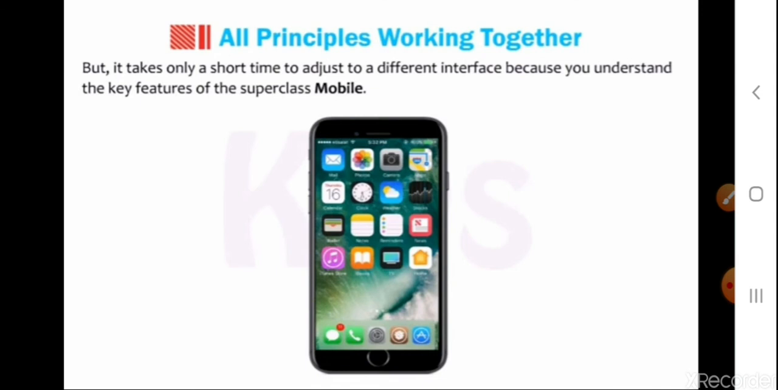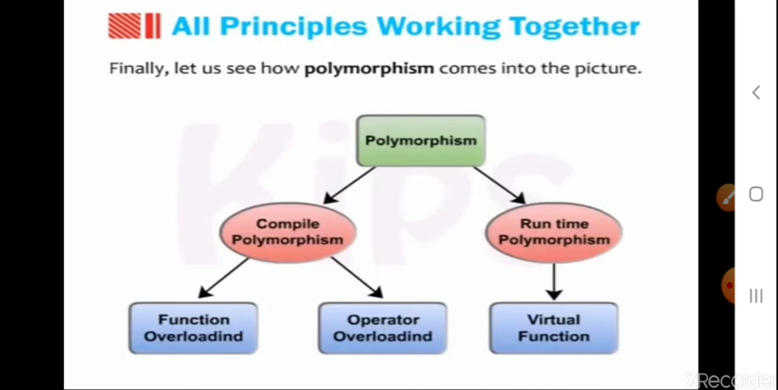It takes only a short time for us to adjust to different interface, because you understand the key features of the superclass mobile. You know how to operate any mobile. That's why it takes very less time for you to adjust to different mobile phones. Finally, let us see how polymorphism comes into the picture.